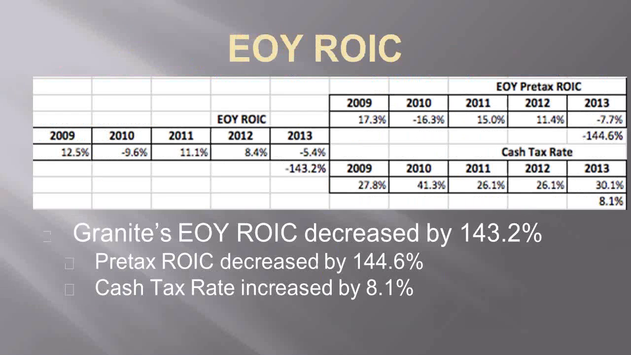All right, so I'm going to talk about the ROIC drivers in the CFI statement for Granite. So first, we're going to start off with the end-of-year ROIC, which decreased from 12.5% in 2009 to negative 5.4% in 2013, which is a 143% change. This can be reflected through the cash tax rate and the end-of-year pre-tax ROIC. The cash tax rate increased by 3% from 27% to 30%, so it had a little bit of an influence on the end-of-year ROIC. The main driver was the end-of-year pre-tax ROIC, which decreased significantly from 17.3% to negative 7.7%.